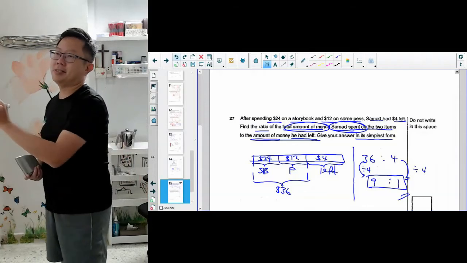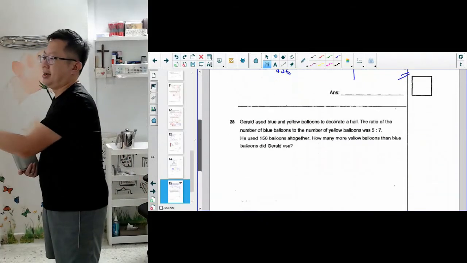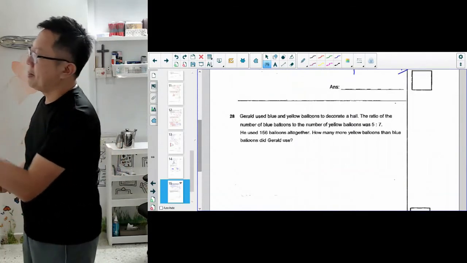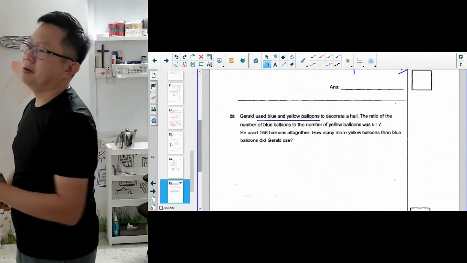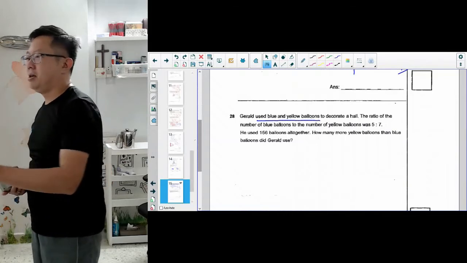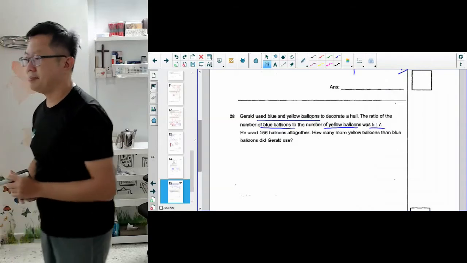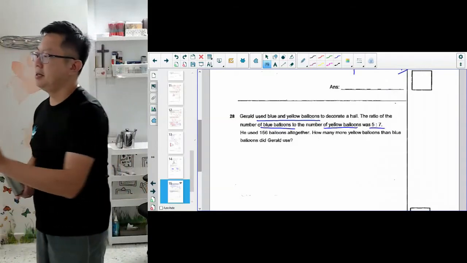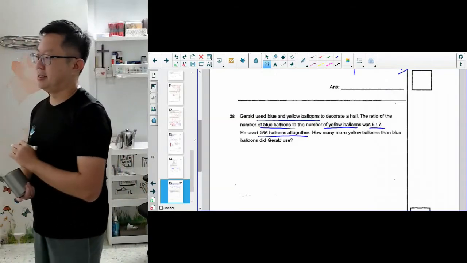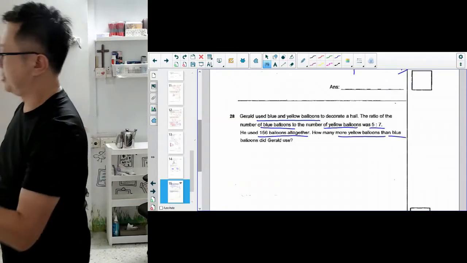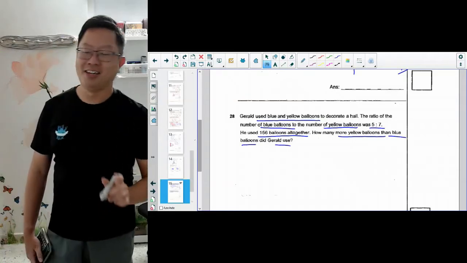Question 28, and it gets a little harder, maybe. Jared used blue and yellow balloons, and the ratio of the blue balloons to the yellow balloons was 5:7, and he used 156 balloons altogether. So how many more yellow balloons than blue balloons did Jared use? Looks quite simple. Alright, it's easy.